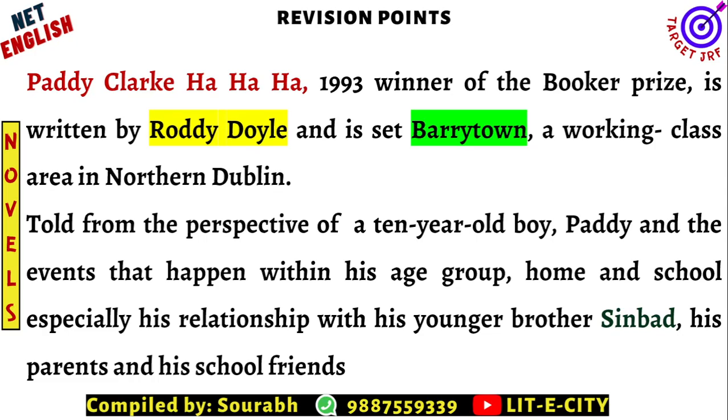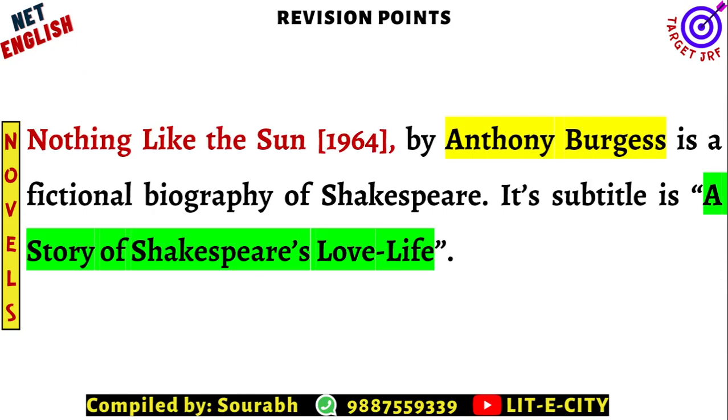Paddy Clarke Ha Ha Ha, 1993 winner of the Booker Prize, is written by Roddy Doyle and is set in Barrytown, which is a working class area in northern Dublin. It is told from the perspective of a 10-year-old boy, Paddy, and the events that happen within his age group, home, and school, especially his relationship with his younger brother Sinbad, his parents, and his school friends.